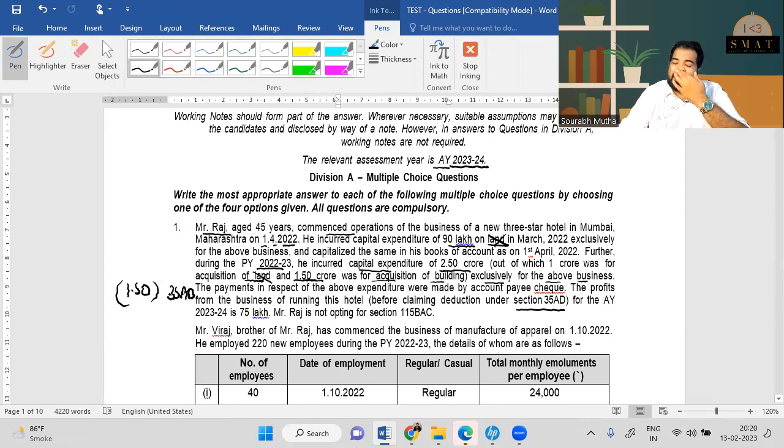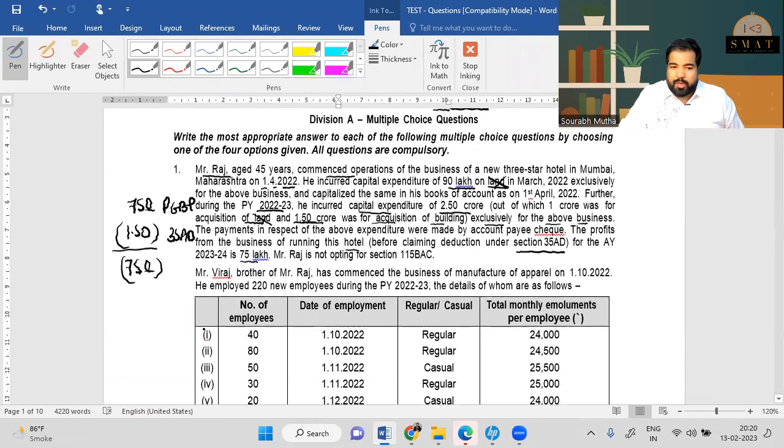Guys, all these discussions are best dealt with in a class. So a full-fledged class you have to attend, and then all these shortcuts become very easy. The profits from the business of the hotel before claiming this deduction was 75 lakh. So in your PGBP, you will open the room PGBP and you will take 75 lakh as the income minus 1.5 crore. So 75 lakh is the loss for the year in the head PGBP. Of course, this loss from specified business can only be set off against another specified business profit only.